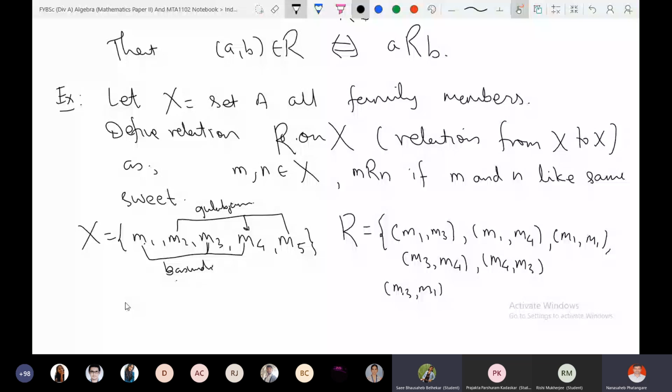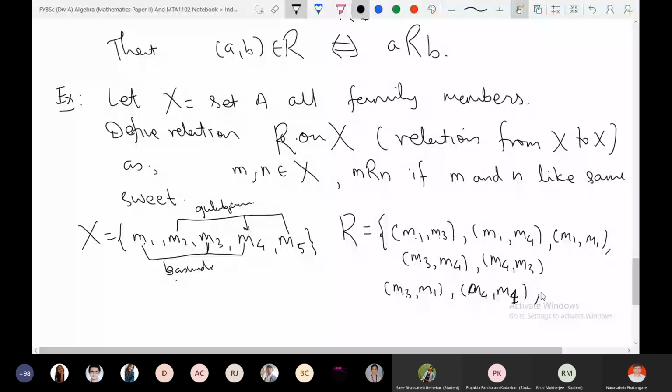M5 we'll write down later on. One more thing which I missed out: (M1, M3), (M3, M1), (M1, M4), (M4, M1), because M4 and M1 like the same sweet and M1 and M4 also like the same sweet. In that case, order doesn't matter. But these two pairs, (M1, M3) and (M3, M1), are clearly different pairs, as you recall the definition of ordered pair.